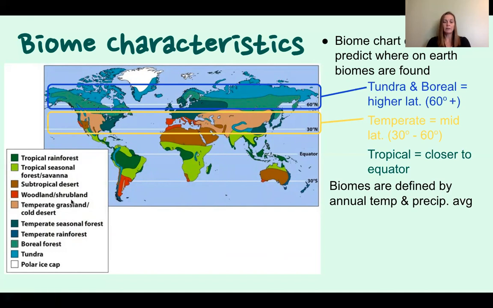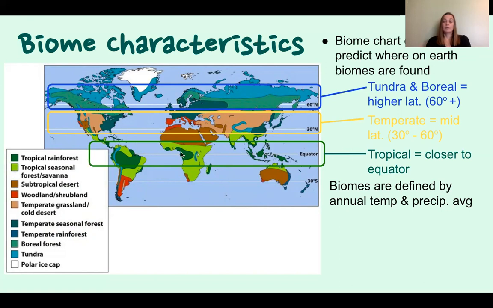We do have a little bit of subtropical desert in this zone, although if you take a look, you'll see that the subtropical deserts tend to be focused around 30 degrees latitude, both north and south of the equator. And when we talk about global wind patterns, that will start to make a certain amount of sense. And then close to the equator, we have our tropical biomes. So this is our tropical rainforest and our tropical seasonal forest, or our savannas.